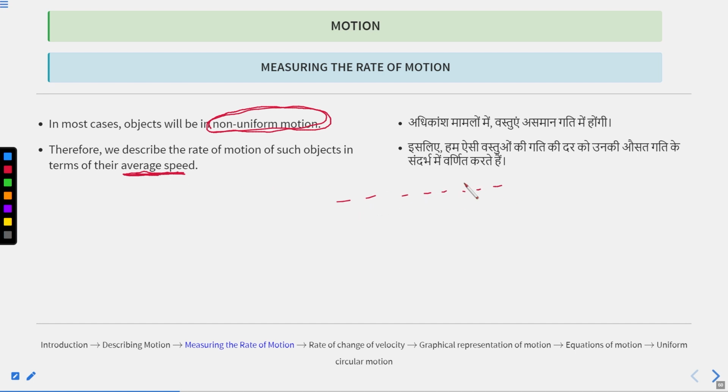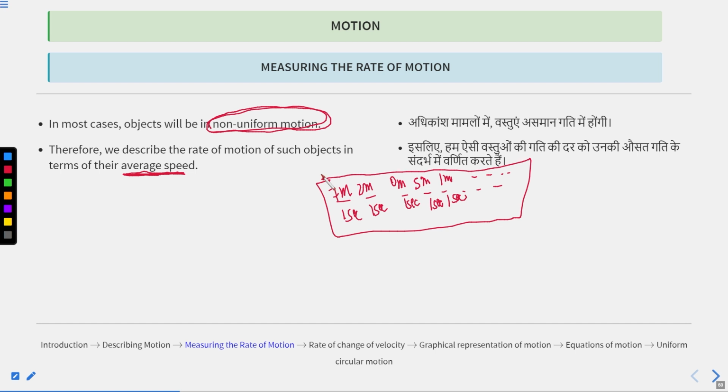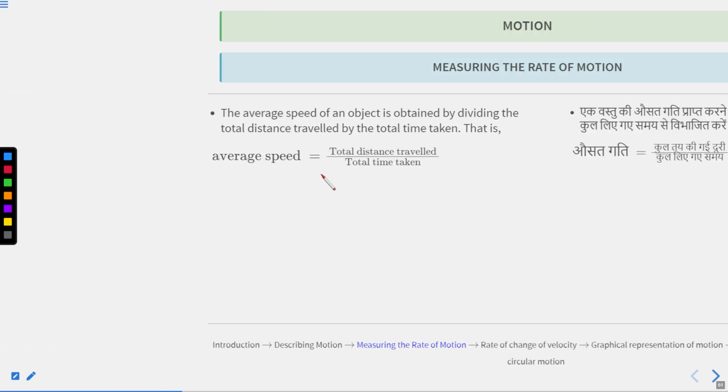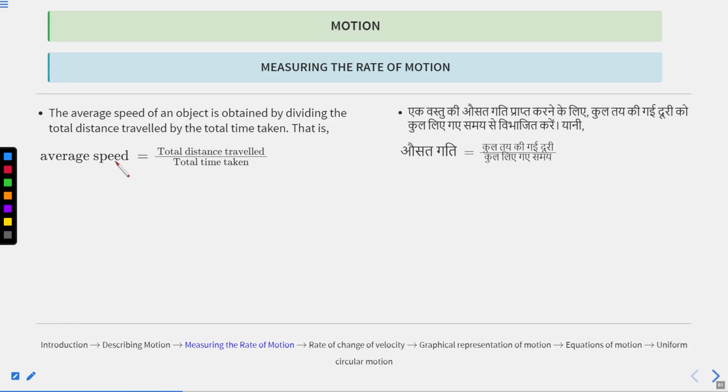The object is covering unequal distance in equal intervals of time. So why don't we calculate the average speed? What is the object's average speed? On average, we can say this object is moving with this speed. Okay, and what will be the formula of average speed? The formula of average speed is total distance traveled divided by total time taken.